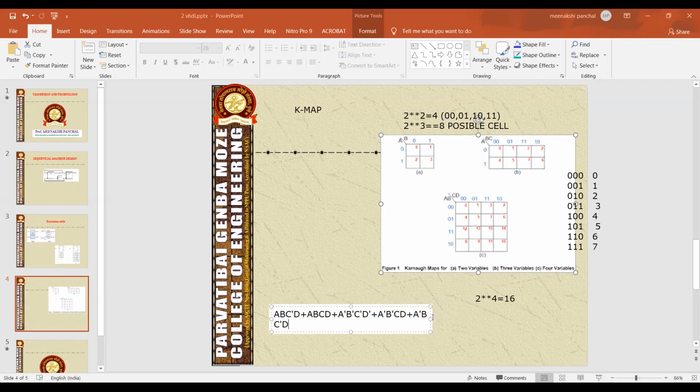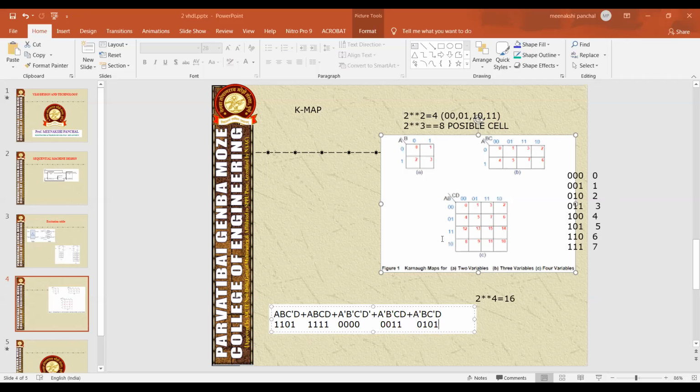So first we have to convert. Here A is nothing but high, B is nothing but high. Here C bar is nothing but 0 and D is nothing but high. So we have to think like that. See, all are high. Bar is nothing but 0, 0, 0, 0, 0, 0, 1, 1, 1, 0, 1, 0, 1. So we have to assign the high signal on the respective cell according to these values.